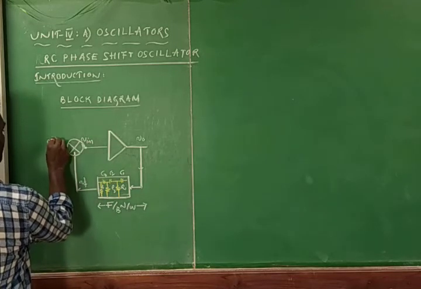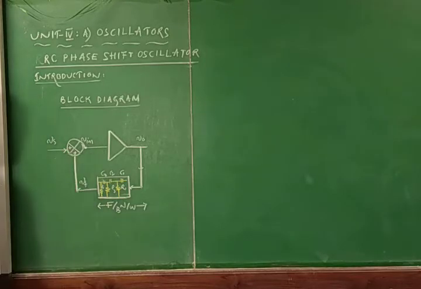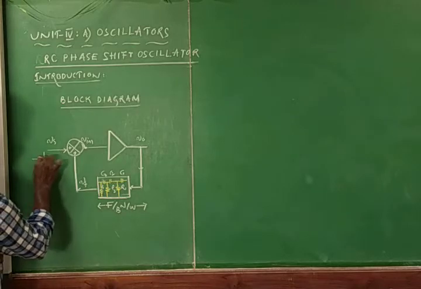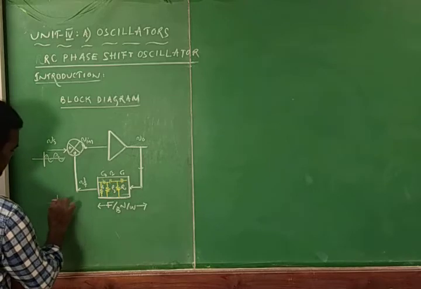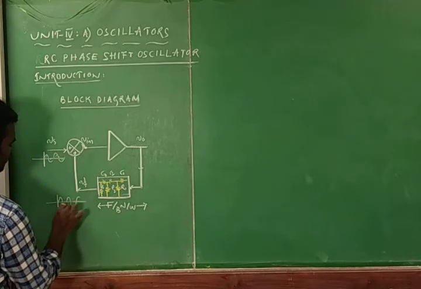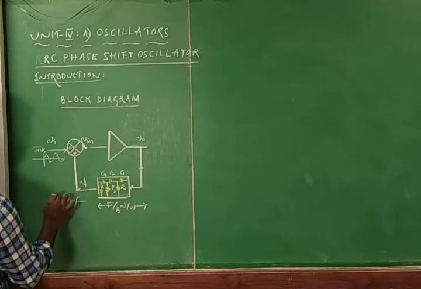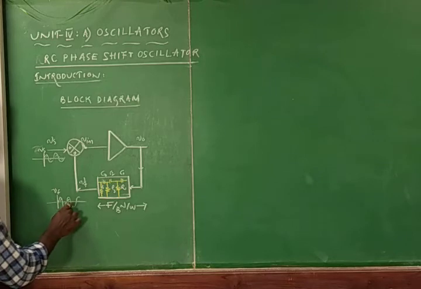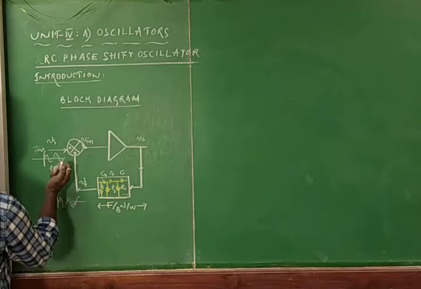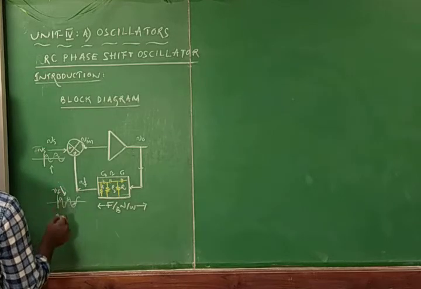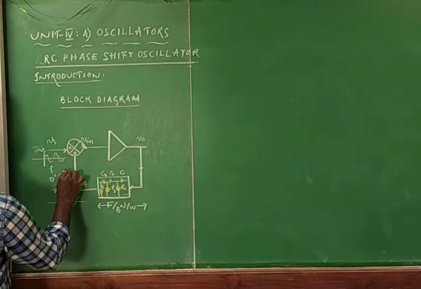This is VS, and this is plus, and this is also plus. That means VS is this signal, and the feedback is also the same phase of signal. This signal name is VS, and this signal name is VF. Both have the same phase, so these signals are named in-phase signals. In in-phase signals, the phase difference is either 0 degrees or 360 degrees.